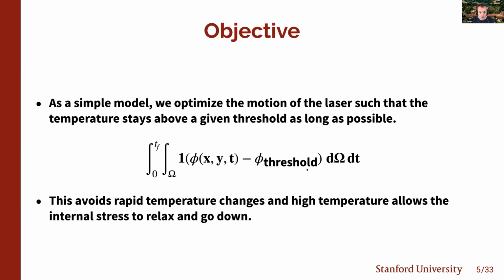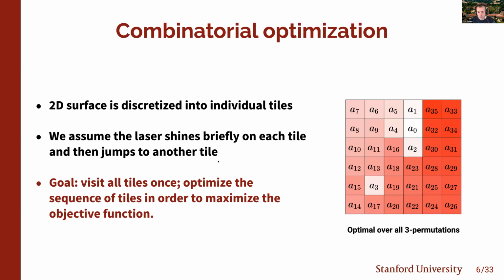So our objective function is an integral over time. We want this to happen for as long as possible. So we have this indicator function of phi minus phi threshold, and then we integrate over the 2D plane of the sheet we're currently printing. And so we want phi to be above phi threshold for as long as possible. And the difficulty is that the laser can move in pretty much arbitrary ways.